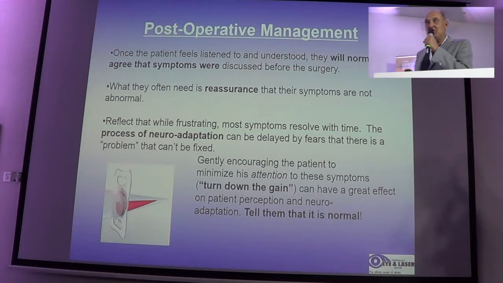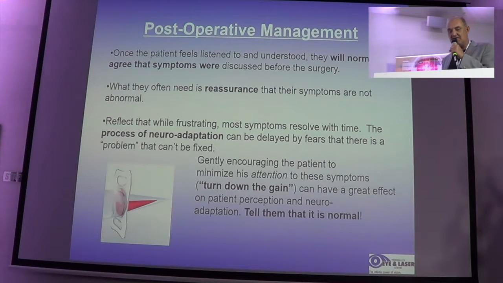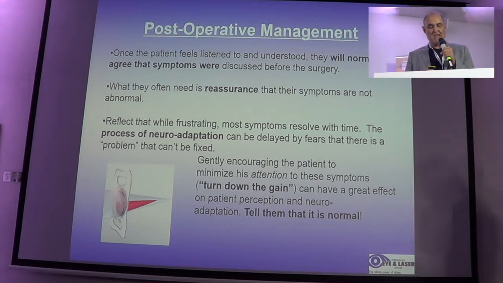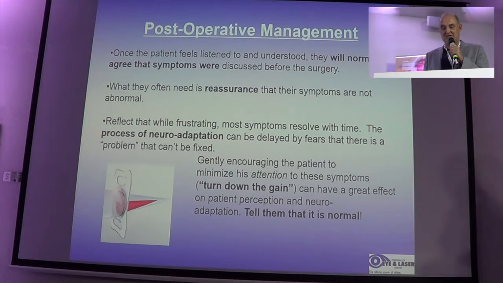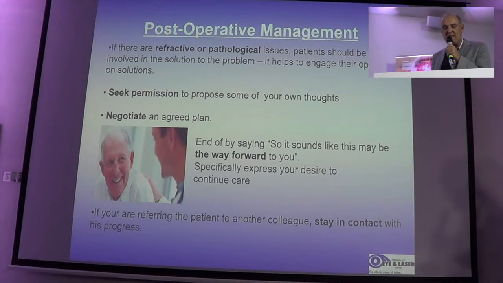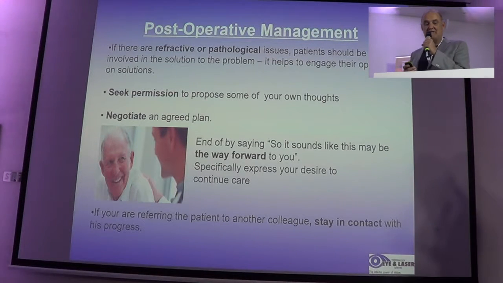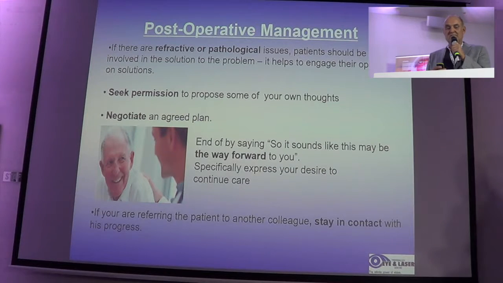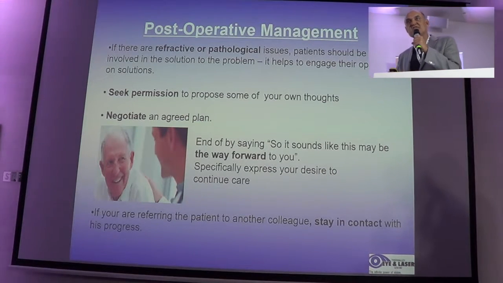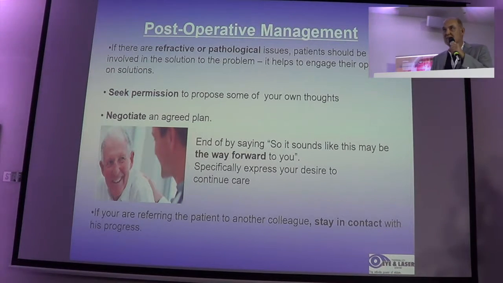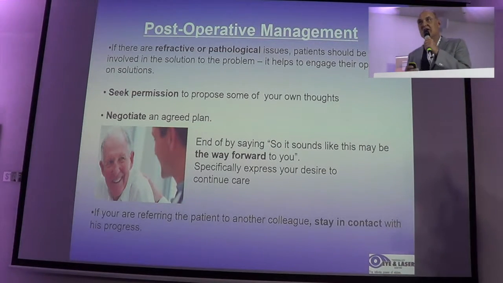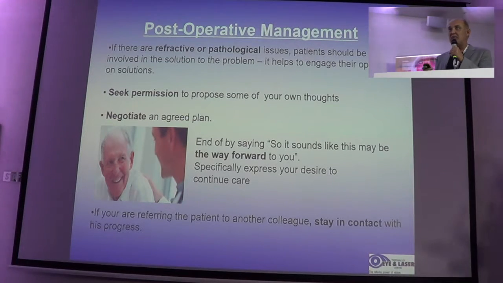Once the patient feels listened to and understood, they will normally agree that the symptoms we discussed before the surgery are not abnormal, though they often need reassessment. As the clinicians mentioned to us, it can take time for neuroadaptation to take place, and you can explain this to the patient, and that will reduce the symptoms. If there's a refractive or pathological issue, the patient should be actively involved in the solution. You can say to him, can I suggest the following solutions to you? Make him understand that it's a collective decision. Negotiate the agreed plan going forward.